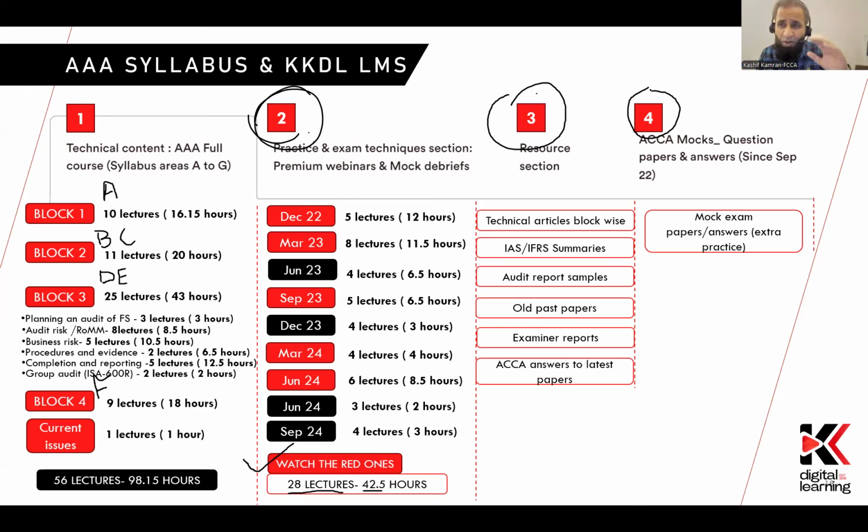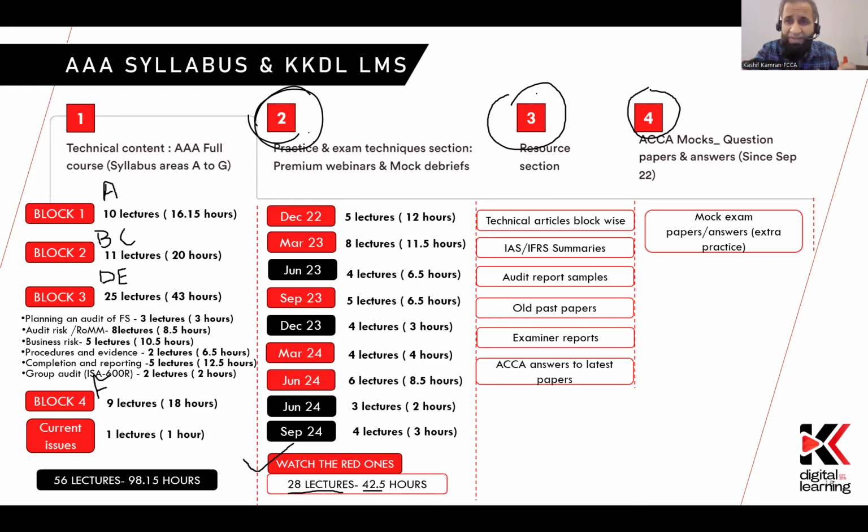So the problem is the mock exam which comes for September 24 will be deleted from the website of ACCA. So we know for every exam sitting, a mock comes. So for December 24, a mock will come. For March 25, a mock will come. But that mock is deleted after the exams are over. So what I have done is that I have at least made a PDF file of all the mock exams before they got deleted from the ACCA website, and I have put their answers too. So if anyone wants to do the previous mocks as an additional practice, you can do it. So all the mocks, question papers, and answers are in number 4.